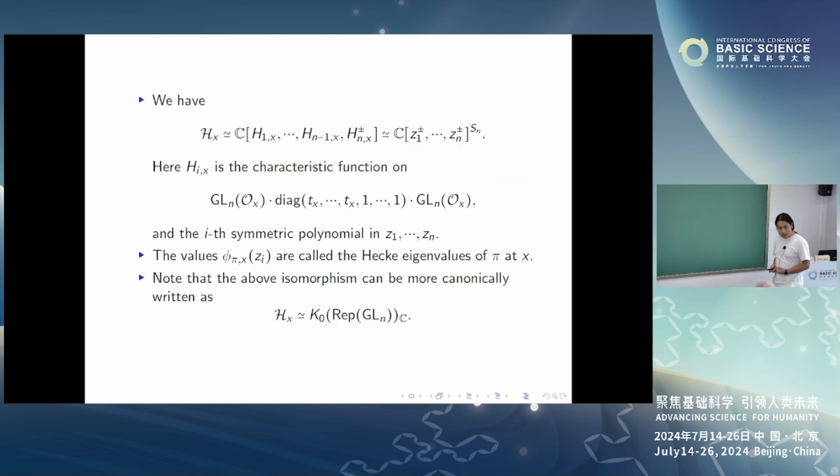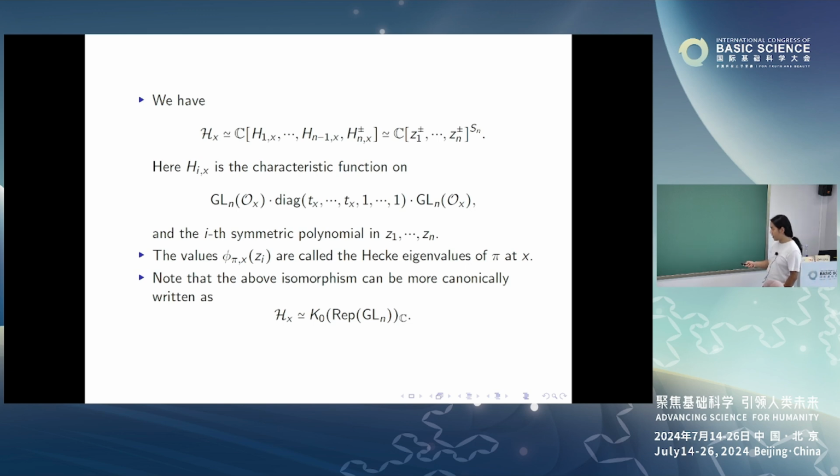And now let's look into the structure of this spherical Hecke algebra, H_X. So we are working with GL_n, so the structure of H_X is very simple. You can consider certain orbits, double cosets inside GL_n(F). Here it's given by this element, a diagonal matrix. This t_X is the uniformizer of O_X, and there are i of them and n minus i of 1 on this diagonal matrix. You use GL_n(O) to act on both sides. You get a coset. You consider the characteristic function on this coset. In other words, this H_i,X is an element inside this spherical Hecke algebra H_X.